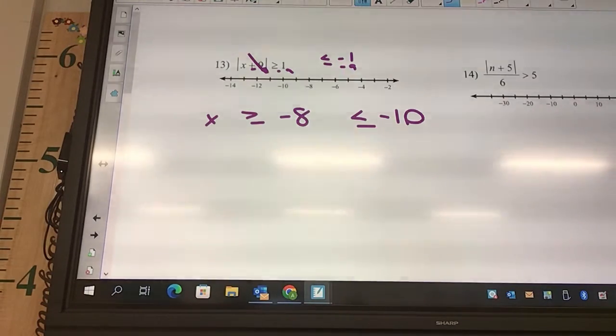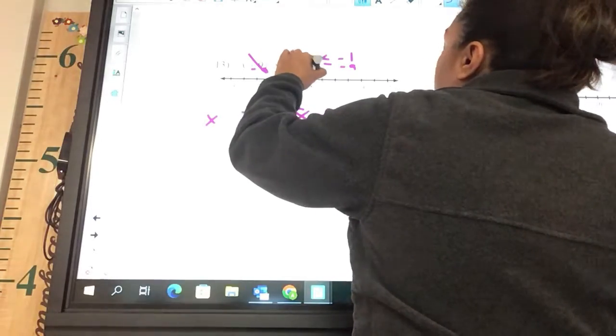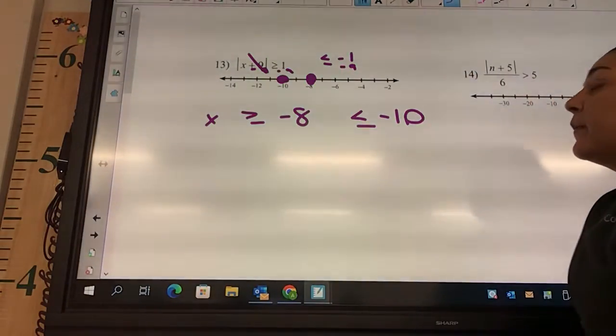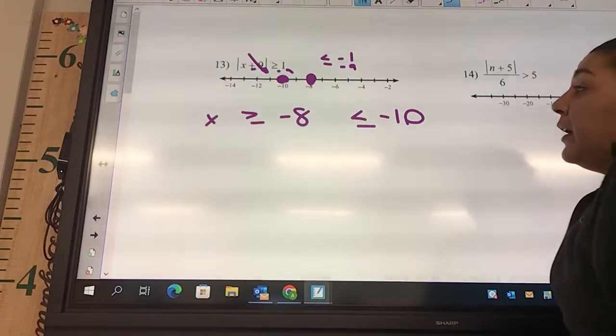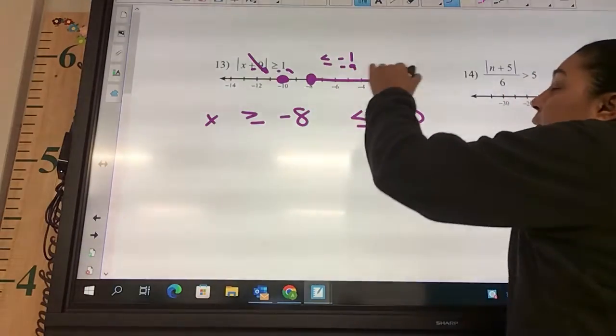Okay, are they going to be open or closed? Closed. Pointed in or out? Out. X is greater than negative 8. Yep, so they're going to be out.